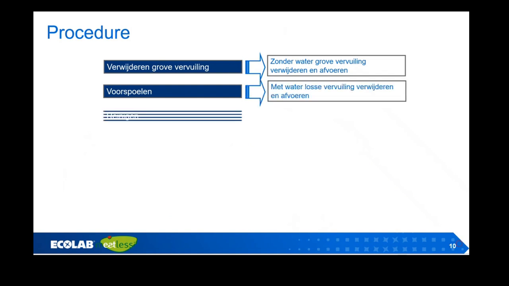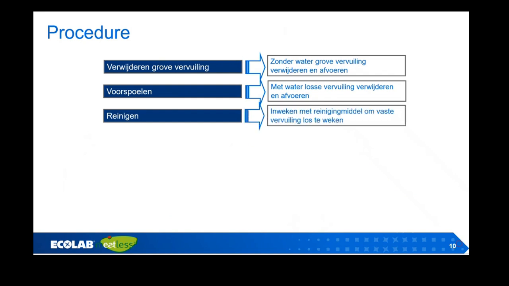After this step, you have the cleaning step, and in this cleaning step the chemistry comes. So what you do with cleaning with chemistry is that you let it soak. So you let the dirt soak with the chemistry. So the contact has to be good between the chemistry and your dirt.